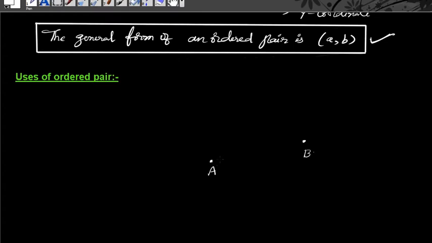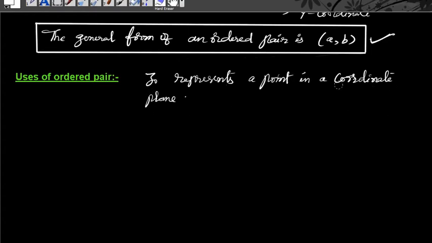The representation of this point should be in ordered pair form. That means these points are represented by ordered pairs. So this is the point (A, B). Suppose this is the point (C, D). So ordered pairs are used to represent a point in the coordinate plane. Now we are going to discuss the coordinate plane. What is the use of the ordered pair? To represent a point in a coordinate plane.